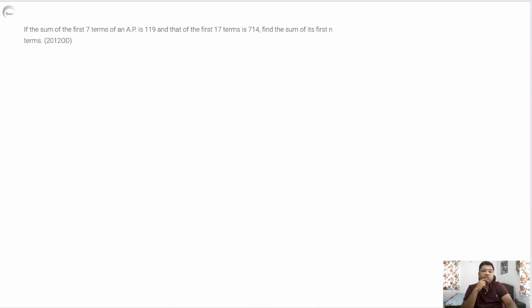All right, so the question says if the sum of the first 7 terms of an AP, so there is one AP here, and that of the first 17 terms is... okay. So this is a question where they are saying that we have an AP. Let's just say it has 20, 25, whatever number of terms, and they're saying the first 7 terms add up to 119 and the first 17 terms add up to 714. So they are giving you information in terms of S7 and S17.